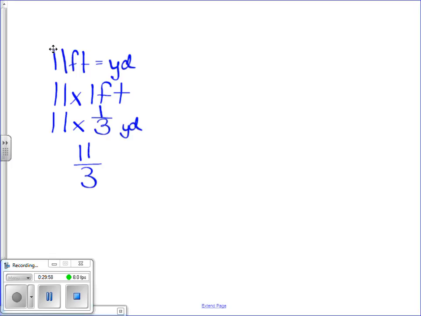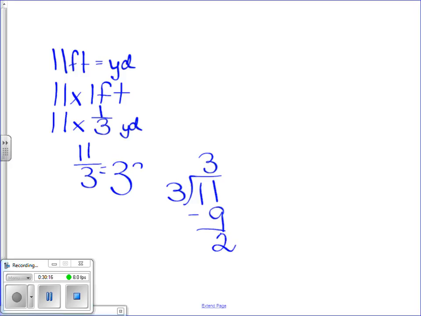So can I leave it like this? You have to divide. It goes in three times. 3 times 3 is 9, with the 2. So it's 3 and 2/3 of a yard.